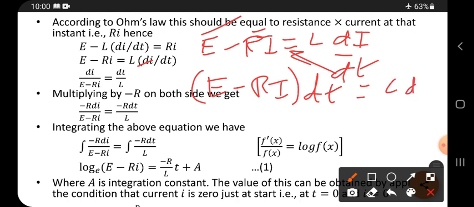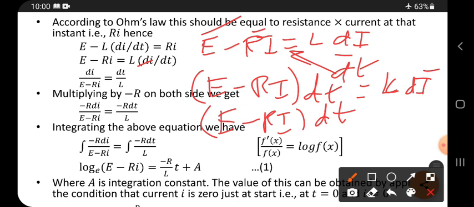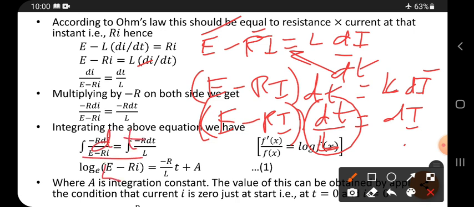Next, this side L di only. Now once again bring L also this side, then E minus Ri dt, and L here is multiplying with di, then this side it divides, is equal to di. Now what you have to do? Keep dt by L this side and bring this total bracket this side. So what happens? dt by L is equal to di by E minus Ri.